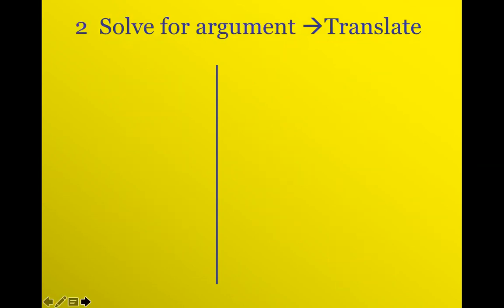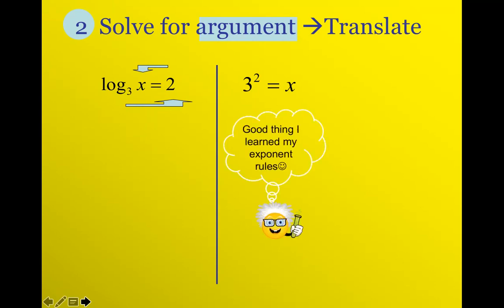So now we're going to look at solving for the argument. So we did solving for the log. Now we're going to solve for the argument. The exponent that turns 3 into x is 2. So translated, 3 squared is x. Oh, we know that. So 3 squared is 9, right? So your argument is 9.